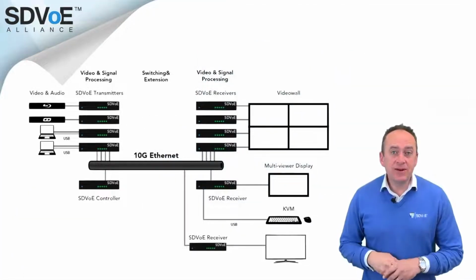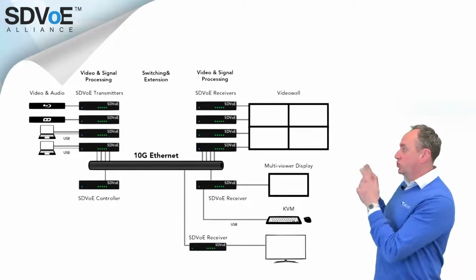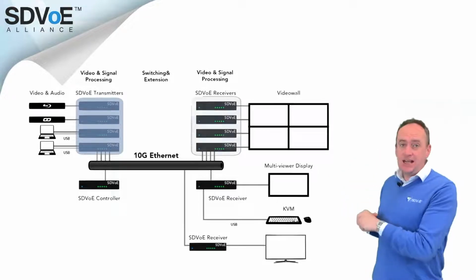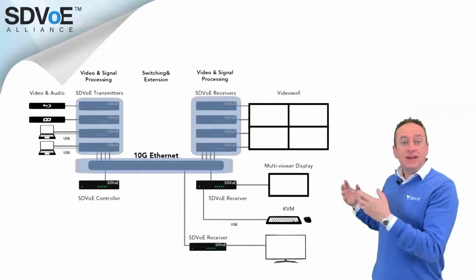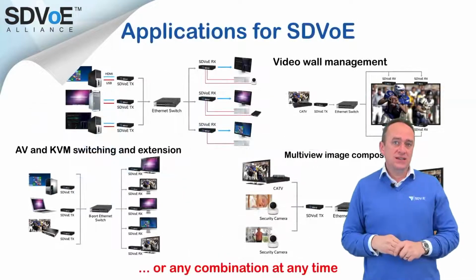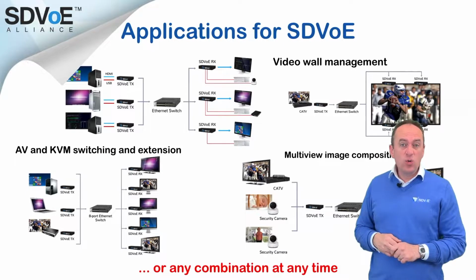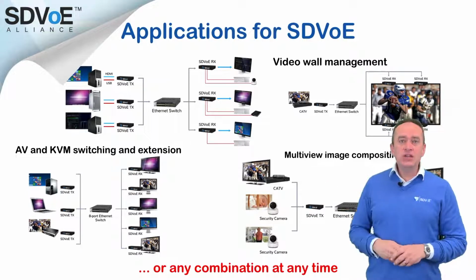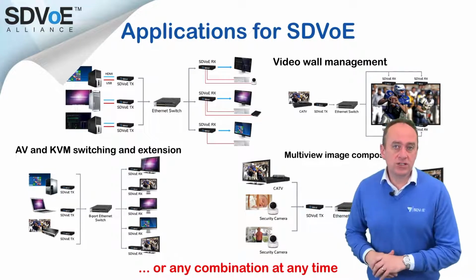With SDVOE, every system is virtually the same design. Each source is attached to an encoder, each display attaches to a decoder, a 10 gig switch sits in the middle and connects all the devices. And now, software takes over the system to tell it what it is: a matrix switch, a KVM switch, a multi-view processor or a video wall scaler, or a combination of any of these things. Whichever application you need today, it can be changed tomorrow with a simple reconfiguration of the software.